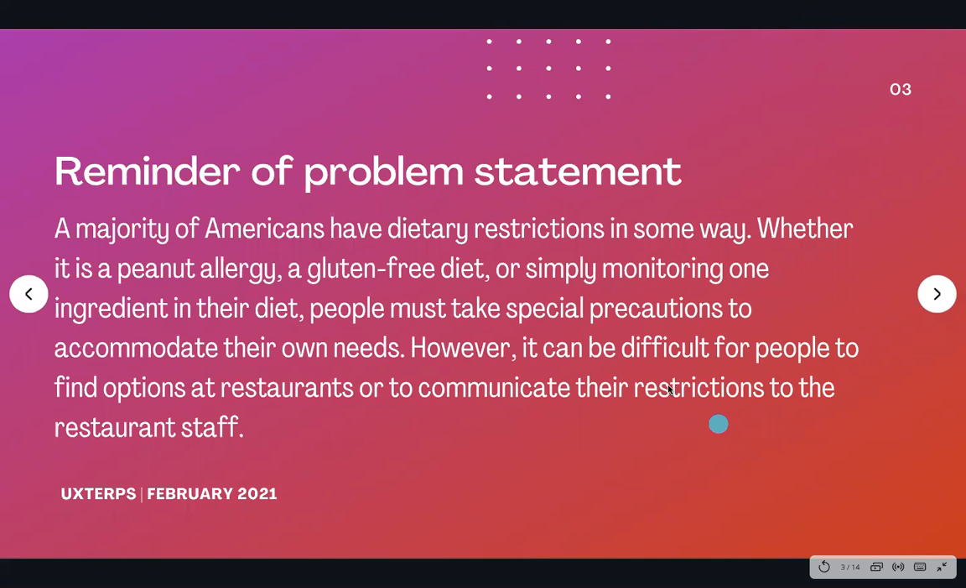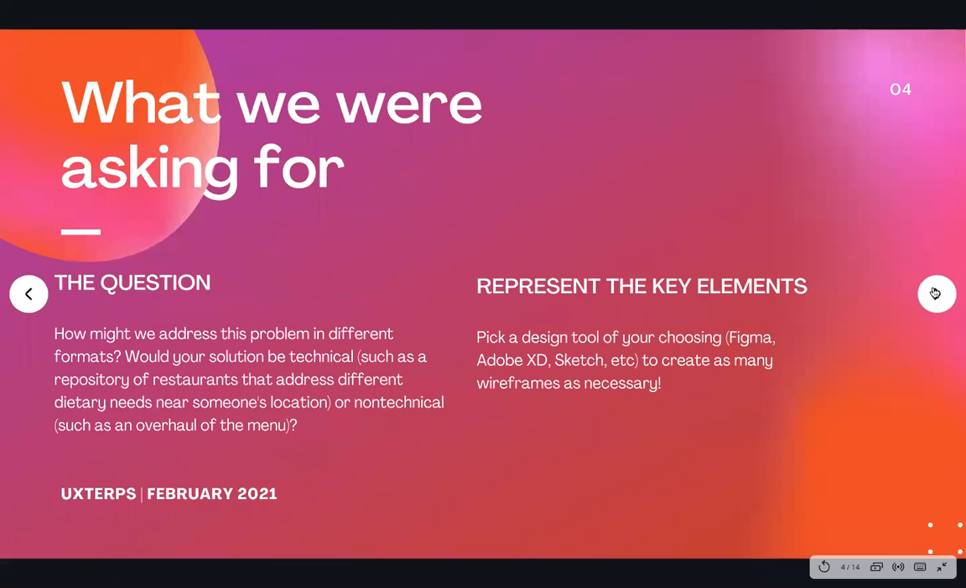So here's a reminder of our problem statement. The majority of Americans have dietary restrictions in some way, whether it's a peanut allergy, a gluten-free diet, or simply monitoring one ingredient in their diet. People must take special precautions to accommodate their own needs. However, it can be difficult for people to find options at restaurants or to communicate their restrictions to the restaurant staff. This is the problem we're interested in solving. And so we're asking for a few things here.